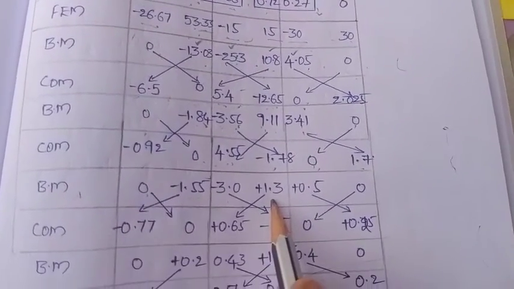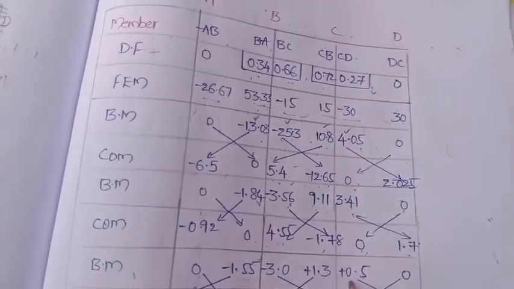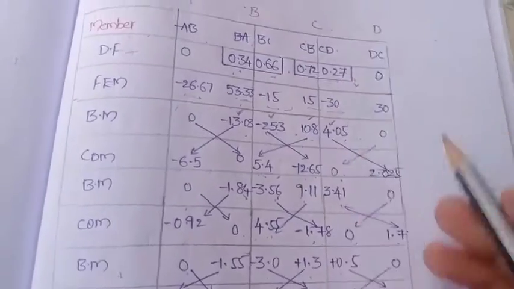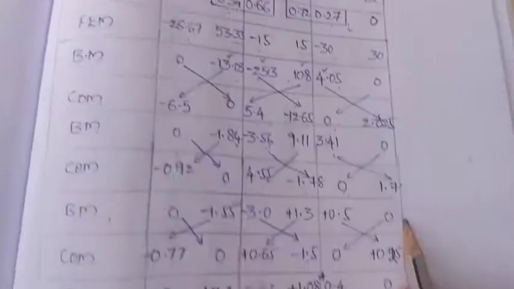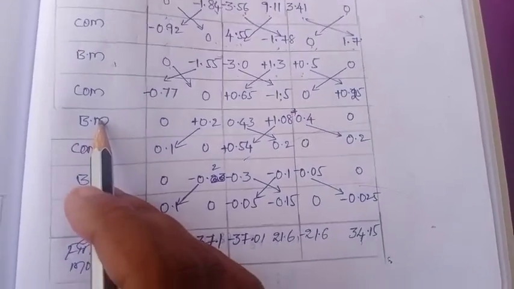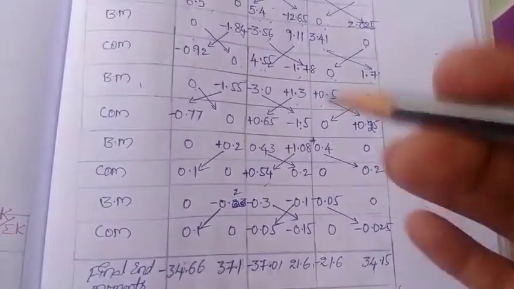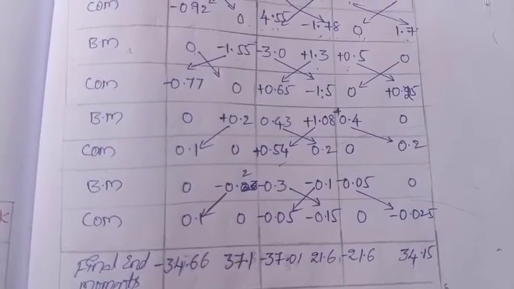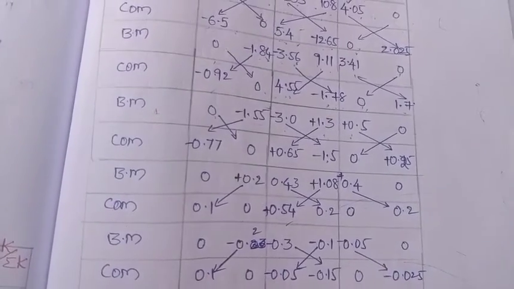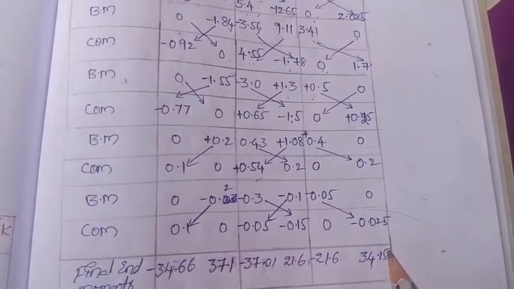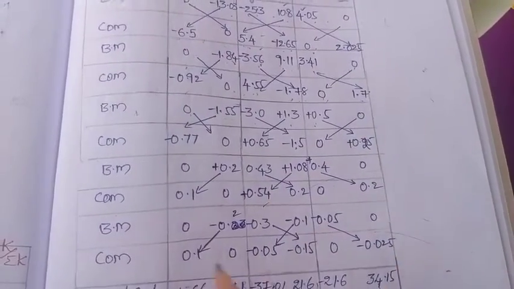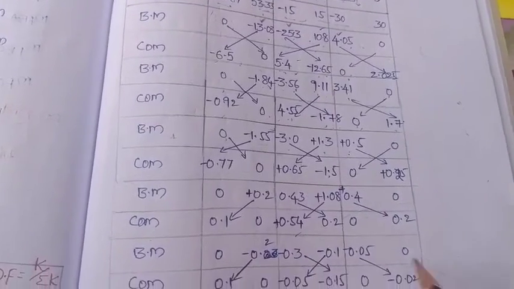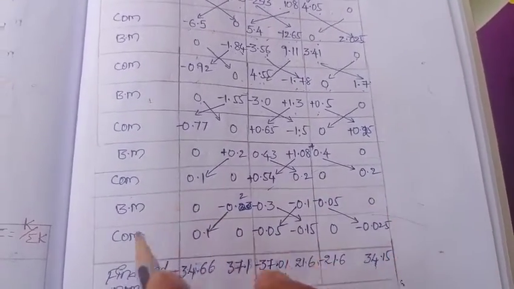Sorry, this one is 1.3. Next, minus 7.8 plus 0 into 0.27, 0.5. Next, 0 carry over moment. So each and everything we have to find out the balancing moment and carry over moment, up to all carry over moments are 0. The carry over moments for all spans will be 0. So that is the last ending of the moment distribution table.